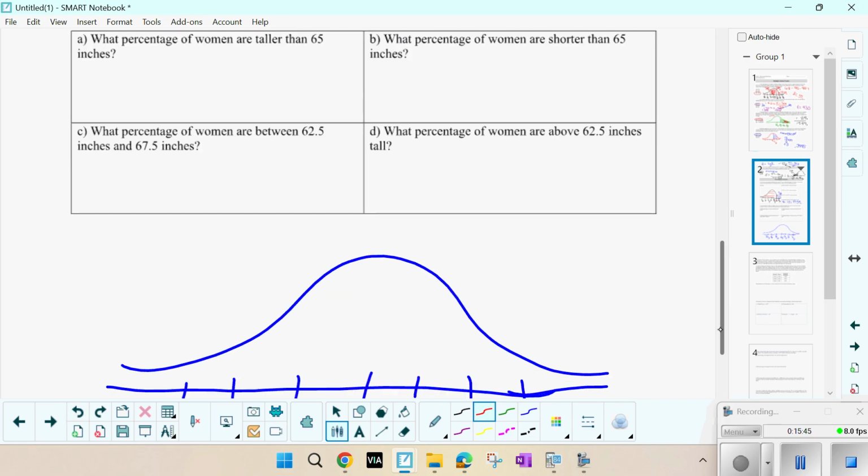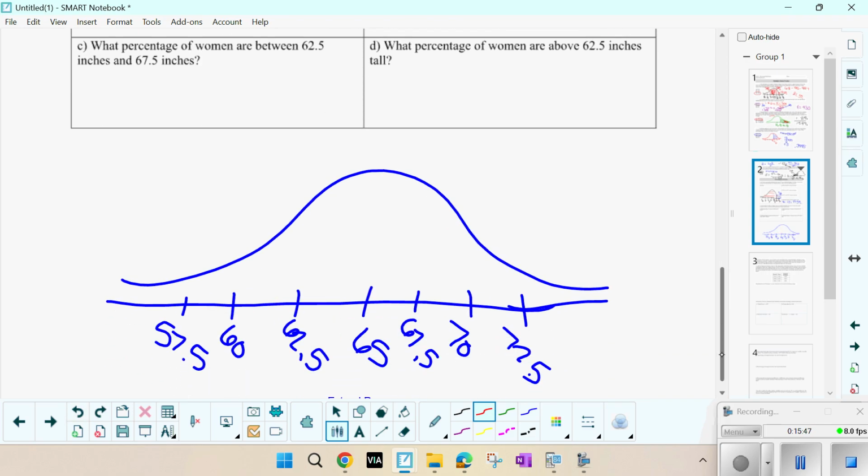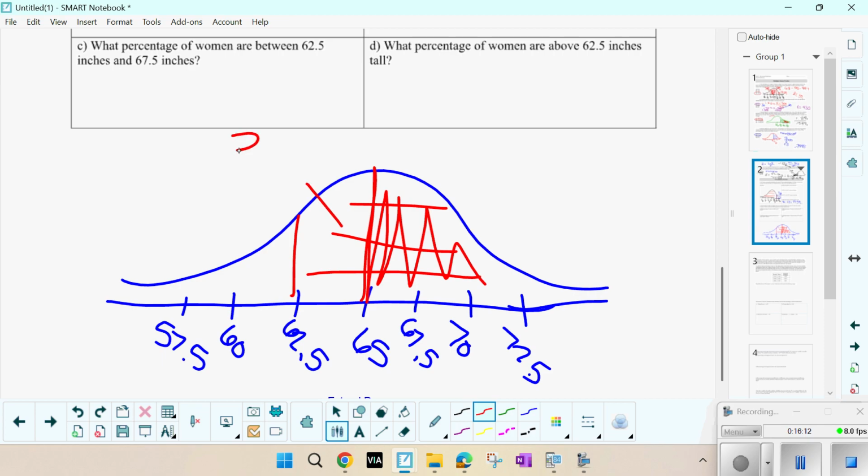Part C, what percentage of women are between 62.5 and 67.5? Both of those are one standard deviation away from the mean, so we know that that is 68%. And then D, what percent of the women are above 62.5? So that's all of that. And again, 50% is happening here, and I know this chunk is 34%. So add 50 and 34 together, and you're going to get 84%.